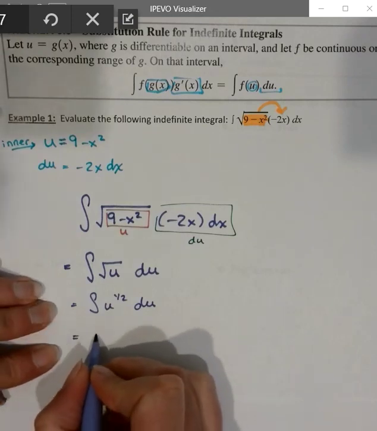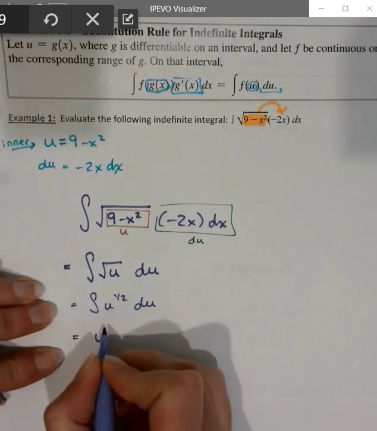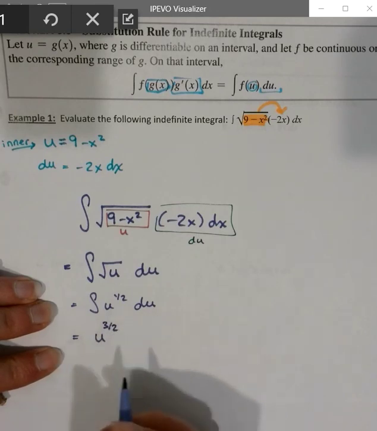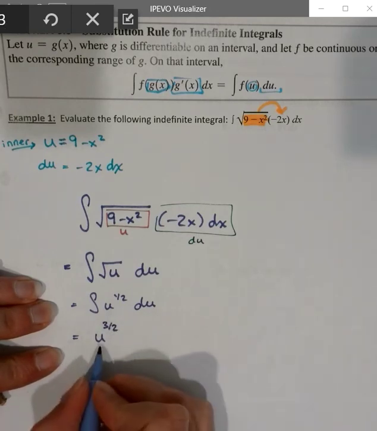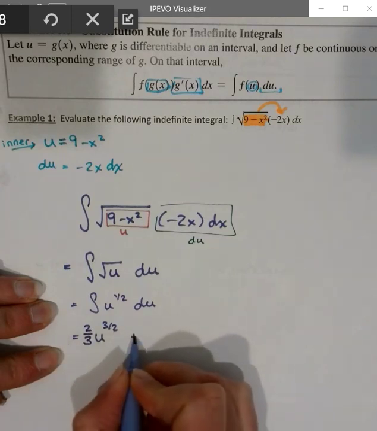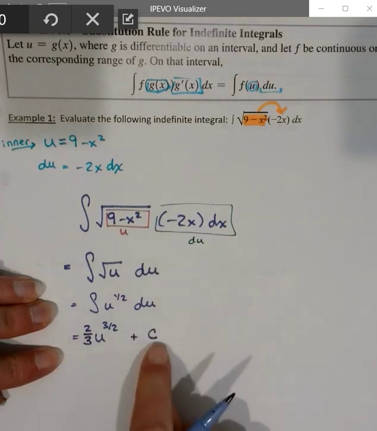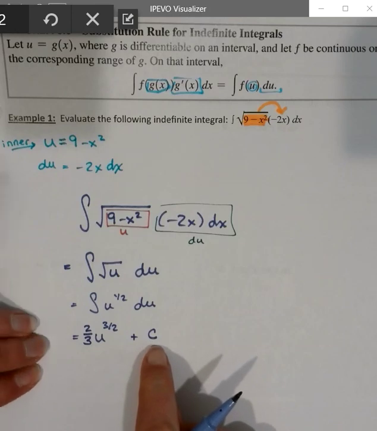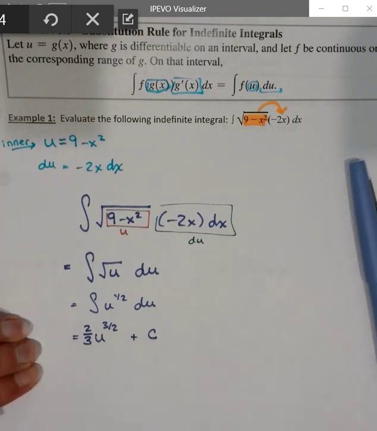We add to the power. So 1/2 plus 1 is 3/2. And then I divide by the new power. And so when I divide by 3/2, that's the same as multiplying by the reciprocal. So I get 2/3. And then we add on our constant, because there could have been an arbitrary constant in the function whose derivative went to 0. We're almost done.